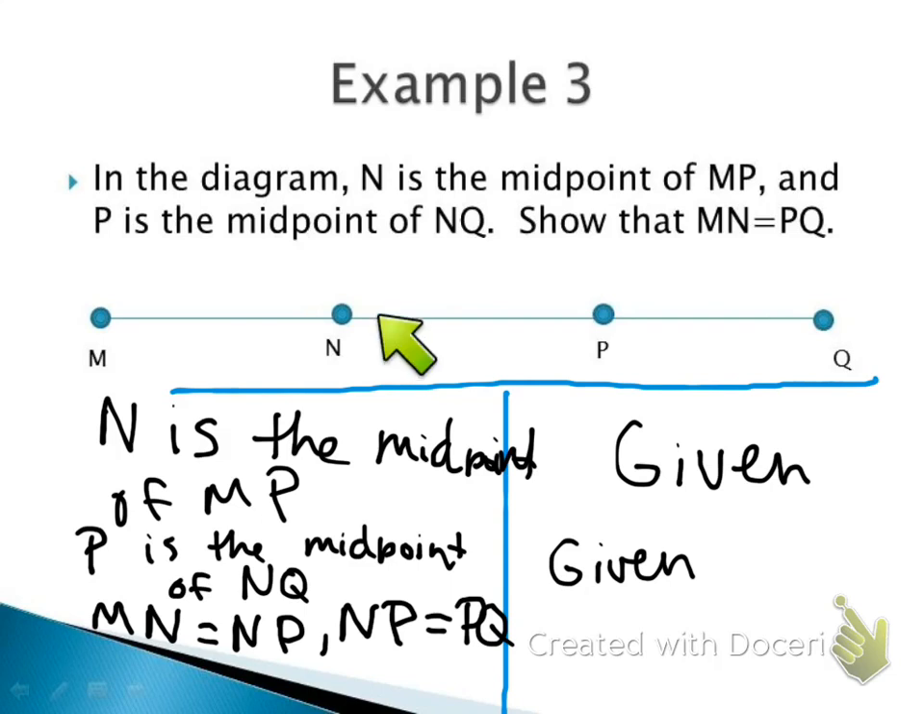What is N? What is P? One of the midpoints. Good. What does a midpoint give us? Two congruent line segments, right? So I know that MN is congruent to NP and NP is congruent to PQ because they're midpoints. Okay, so the reason is that that's the definition of a midpoint.